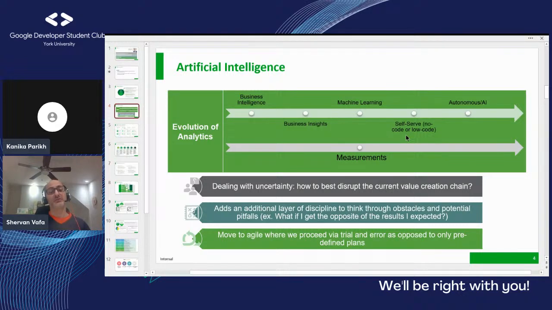Second, I think it adds an additional layer of discipline to think through obstacles and potential pitfalls. For example, you want to achieve a certain thing. You want to add or boost your acquisitions, whether it's product acquisition or account acquisition or customer acquisition. You create the model, you go through all the different hurdles, and then what ends up happening is, oh, I'm actually getting the opposite result of what I expected. I think that forces you to go back in, gives you a new way of thinking, a new discipline of thinking. Okay, what happened? What did I get wrong? What assumption did I miss? Or what did I miss in this whole end-to-end process?